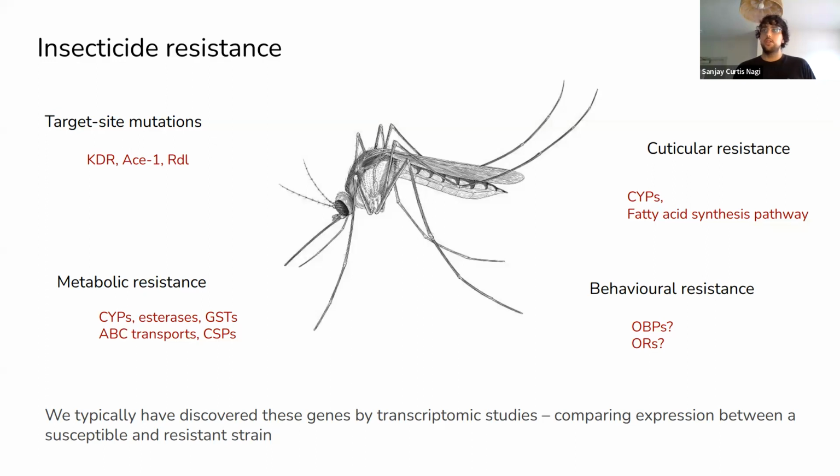Cuticular resistance, which involves the thickening or hardening of the cuticle, and also behavioral resistance as well, whereby mosquitoes might avoid contact with insecticides. And so, although in recent years, as you guys have already seen, whole genome sequencing has appeared as a really useful tool to get to the bottom of these mechanisms of resistance, prior to whole genome sequencing, over the past 20 years, we primarily discovered these genes, particularly metabolic and cuticular genes, through transcriptomic studies, where we were comparing gene expression between a susceptible and a resistant strain of mosquito to identify genes that might be involved in that phenotype.